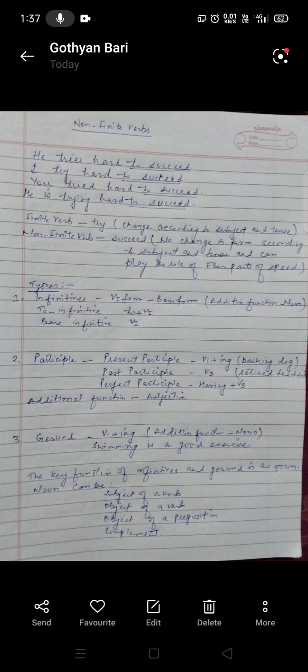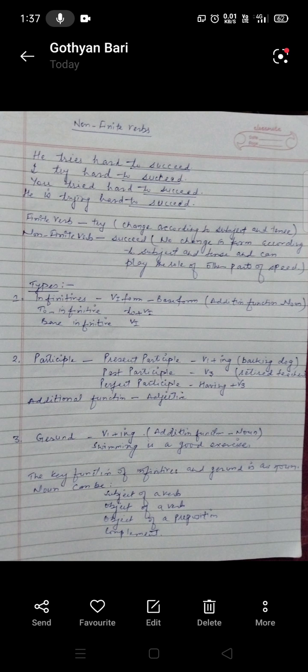In these sentences, the verb to succeed functions as an object to the verb try. And we know that an object can be a noun. So here the verb to succeed is functioning as a noun, though it is basically a verb. In this very sentence it functions as a noun, that is, an object to the verb try.